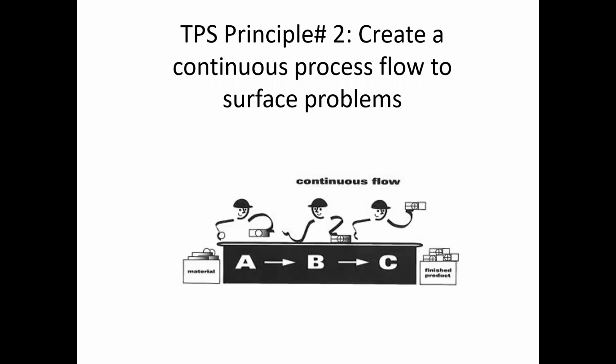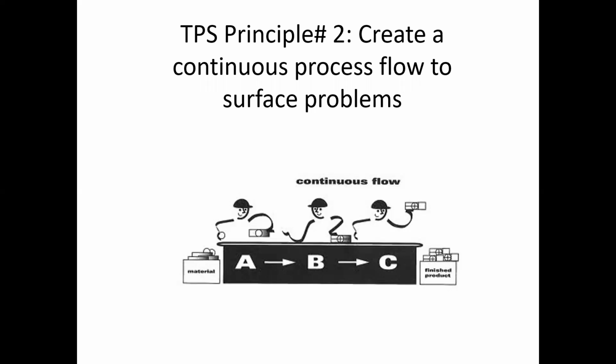TPS principle 2. There are 14 principles in the Toyota Production System. And again, we're not trying to build the Toyota Production System at PTA. We're trying to build the PTA production system. But the 14 principles are still very relevant for any company. Principle 2 is create a continuous process flow to surface problems.